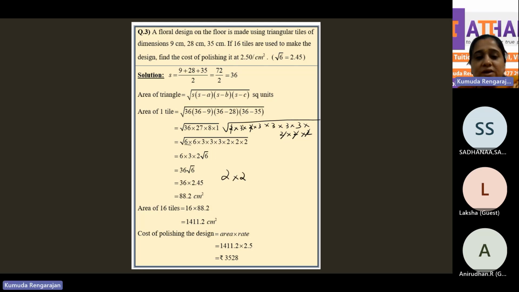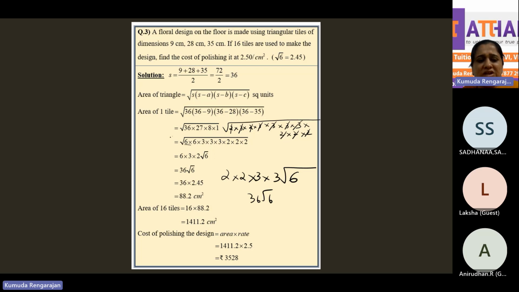Then how many 3s are there? 1, 2, 3, 4, 5. So there are 5 2s and 5 3s. From 4 2s, 2 2s will come out, and from 4 3s, 2 3s will come out. And what remains under the square root? 1 2 and 1 3. So 2 3s are 6. So this is 36 root 6.